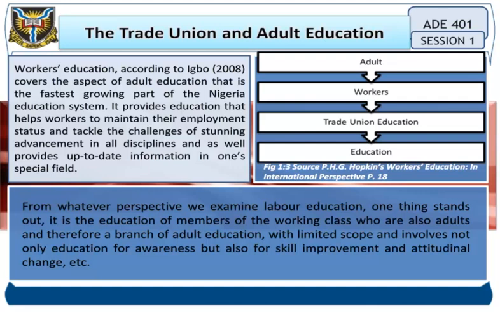The relationship between trade union and adult education: adult, workers, trade union education. From whatever perspective we examine labor education, one thing stands out: it is the education of members of the working class who are also adults, and therefore a branch of adult education with limited scope, and involves not only education for awareness but also for skill improvement and attitudinal change, etc.